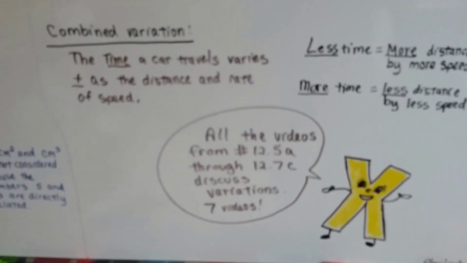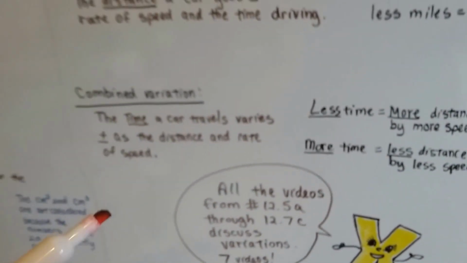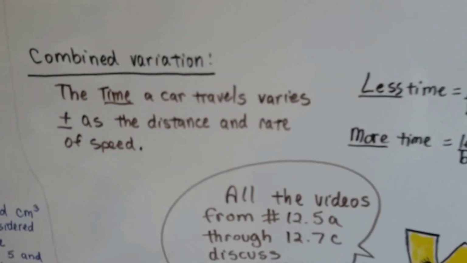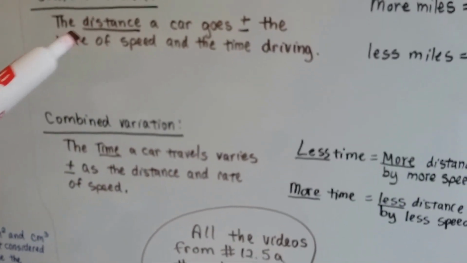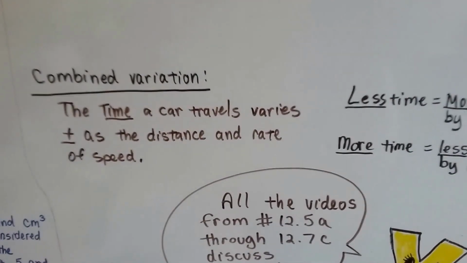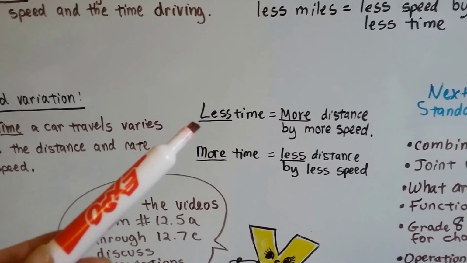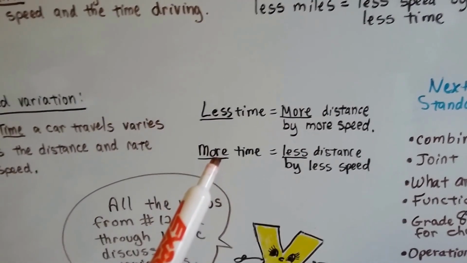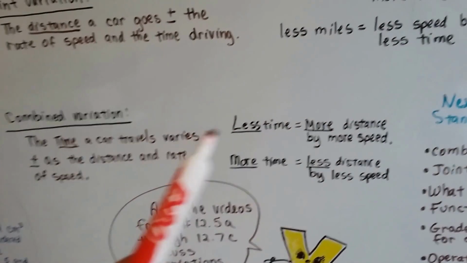And combined variation is when you're doing a direct variation with an inverse. Combined variation is when you're doing both of these together. They're combined, okay? So the time a car travels can vary up or down, plus or minus, as the distance and rate of speed. So this was the distance that a car went. This is the time. Sorry about my focus there. This is the time that the car travels. So the less time you're in the car is because you traveled more distance and more speed. You're going to be in the car for more time if you go less distance and less speed. See? So that's how the relation is.